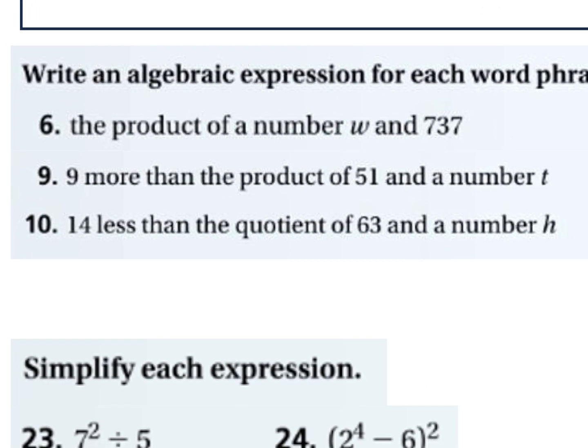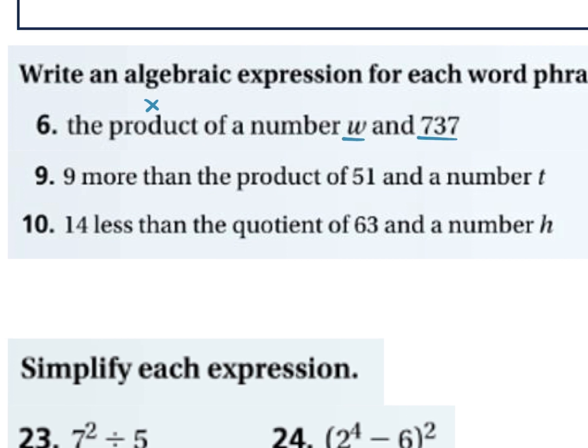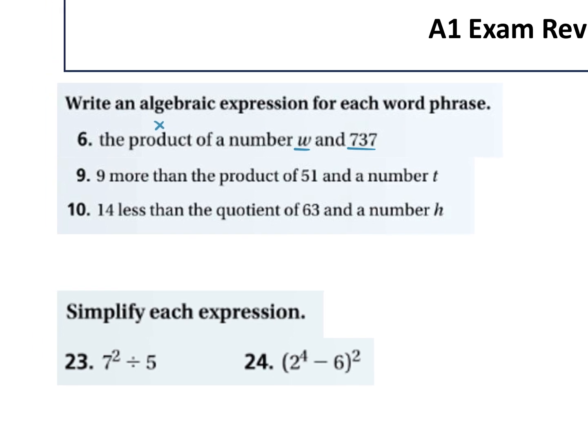What is a product? Times. Okay. A number W and 737. What is the best way to write the product of a number W and 737? 737W. Okay, the product of a number W and 737.